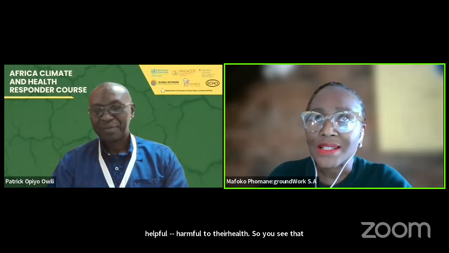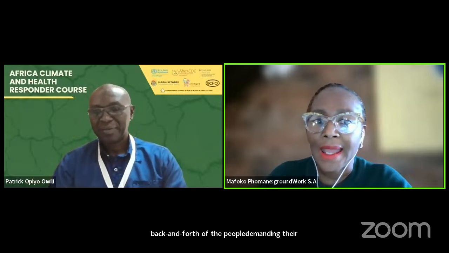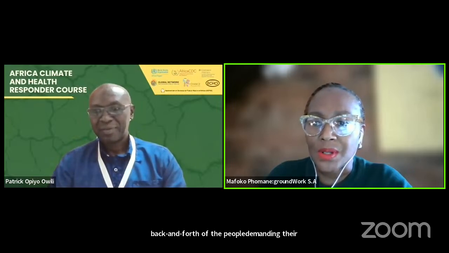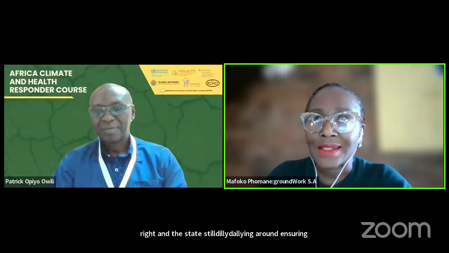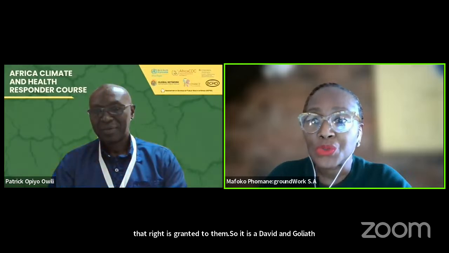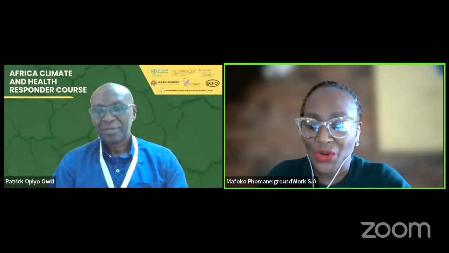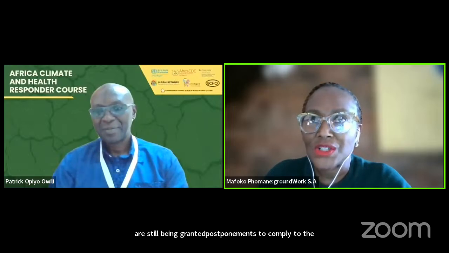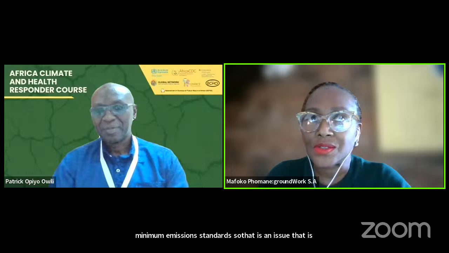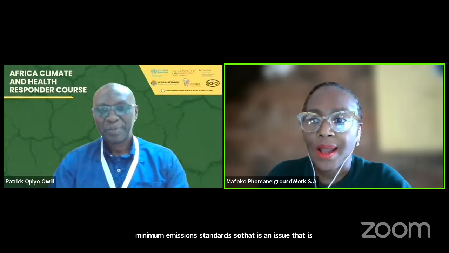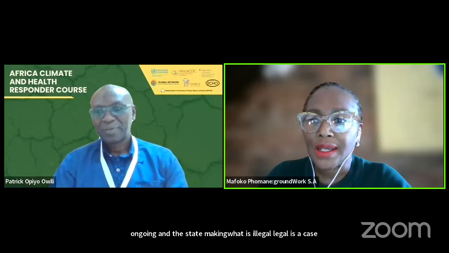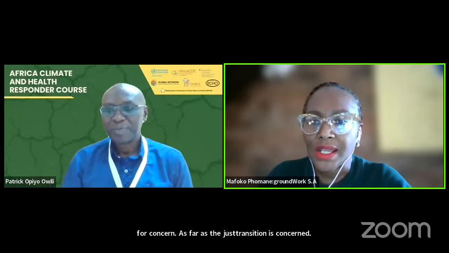And so it's a David and Goliath case that is ongoing. And what we're seeing as far as compliance is concerned in South Africa is that major polluters are still being granted postponements to comply with the minimum emission standards. So that is an issue that is ongoing, and the state making what is illegal legal is a case for concern. As far as the just transition is concerned, for us in South Africa and civil society, the Life After Coal campaign, we've been bold in declaring that the just transition is not just about energy.